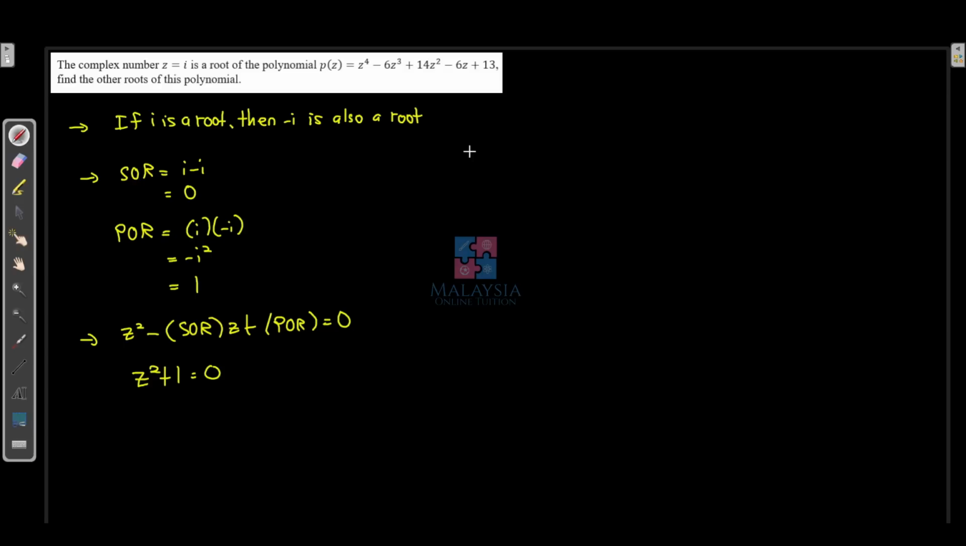Okay, so for the next step, we are going to do the long division. So z to the power of 4 minus 6z cubed plus 14z squared, and then minus 6z plus 13. And then we divide this by z squared plus 1. So this one is z squared. So minus z to the power of 4 and then plus z squared.